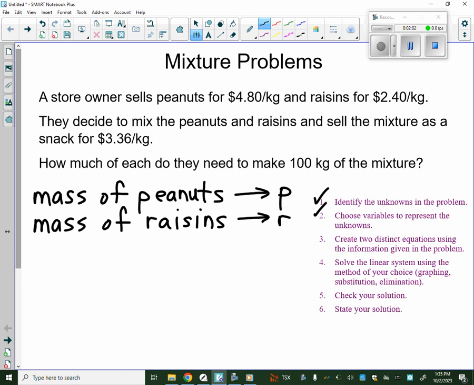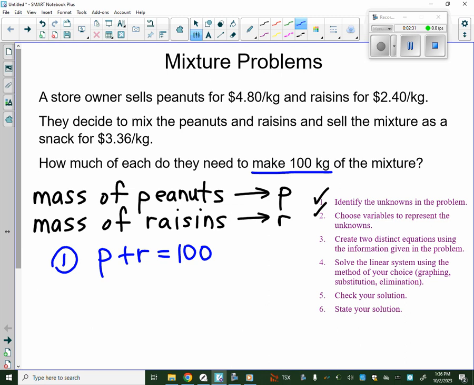On to step three, create two distinct equations using the information given in the problem. The first equation that I'm thinking is that the mass of peanuts plus the mass of raisins needs to add up to 100 kilograms. So they need to make 100 kilograms, and so P plus R equaling 100 is a good first equation.